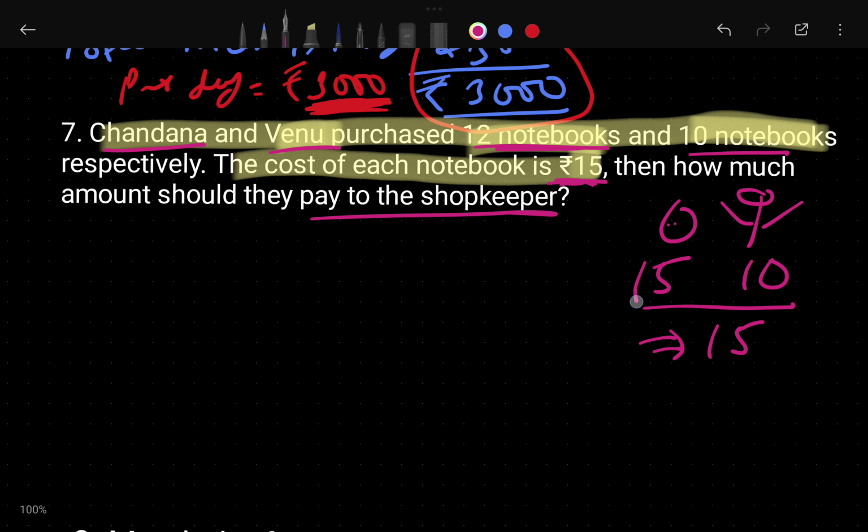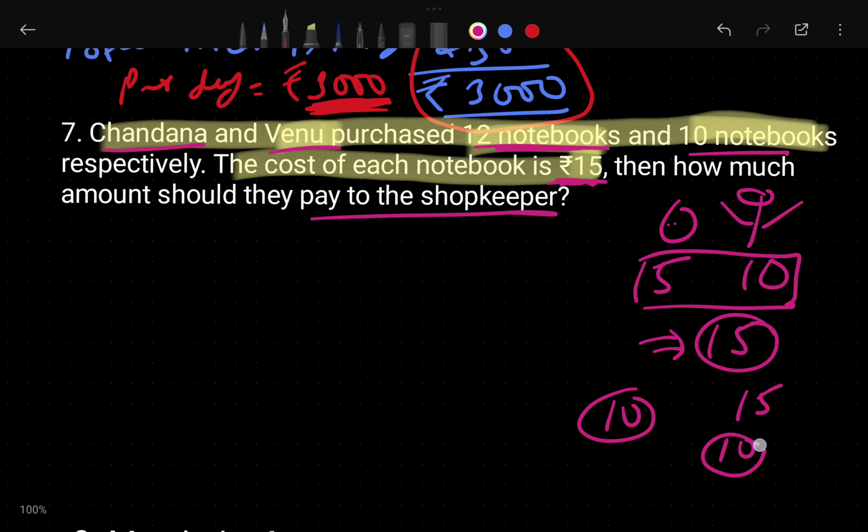You and your friend, both of you, how many notebooks did you buy? Total 50 notebooks you bought. Let's suppose the price of one notebook is 10 rupees. Then how many notebooks did you buy? You bought 15. So what will be the price of 15 notebooks? You will calculate 15 into 10. The price of one is 10, then for 15, if you multiply, it is 150. The price of the notebooks will be 150.